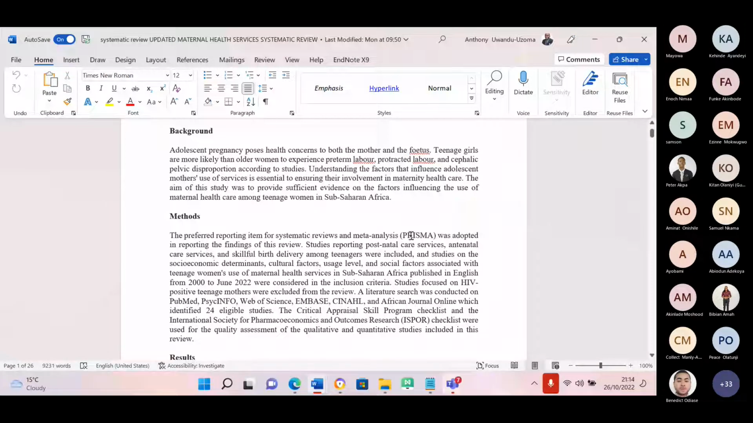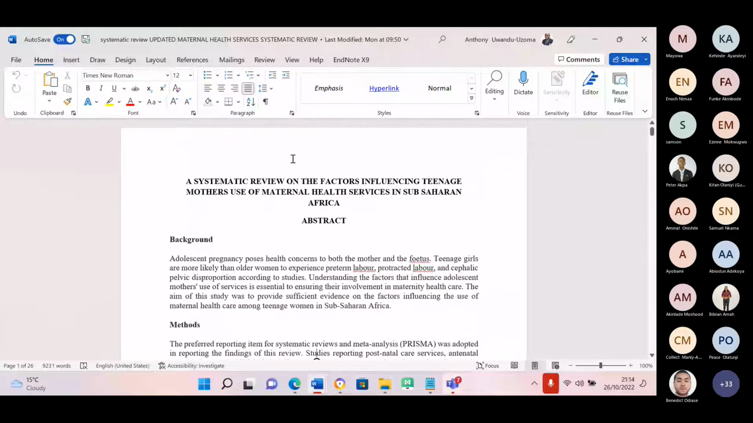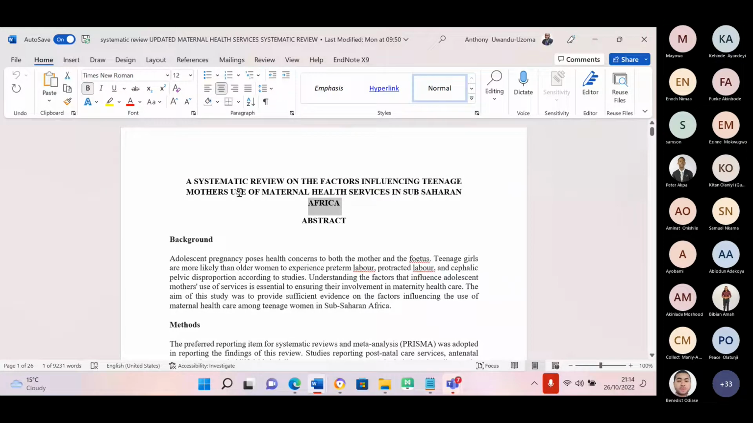If you look at it, the main concept was maternal health services. That's concept 1. Then concept 2 is teenage mothers. Are you seeing that? You are not typing "use" or whatever. Now concept 3 is in sub-Saharan Africa. So we have three concepts. I'm even seeing a fourth because here I'm seeing "use," but that's plus or minus.